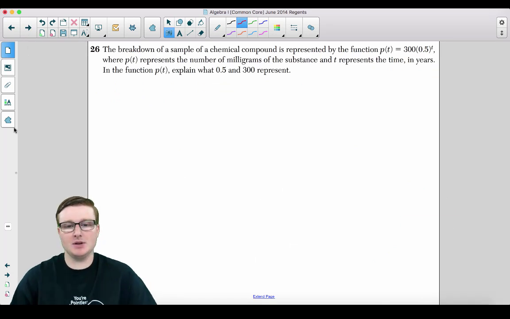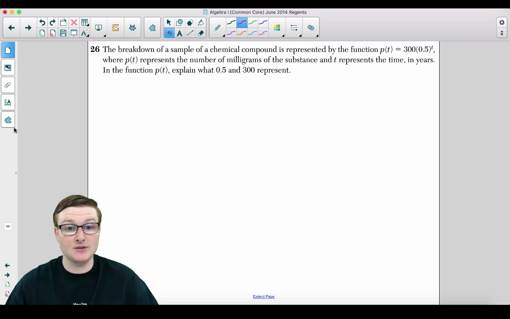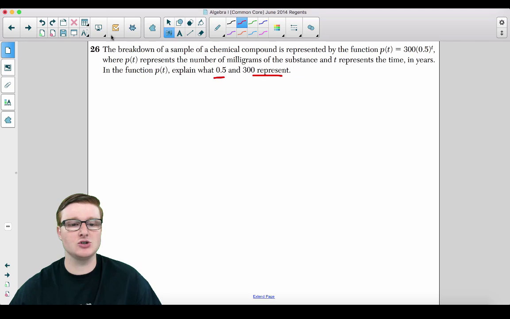26. The breakdown of a sample of a chemical compound is represented by the function p of t equals 300 times 0.5 raised to the t power, where p of t represents the number of milligrams of the substance and t represents the time in years. Whew, a lot of reading. In the function p of t, explain what 0.5 and 300 represent.